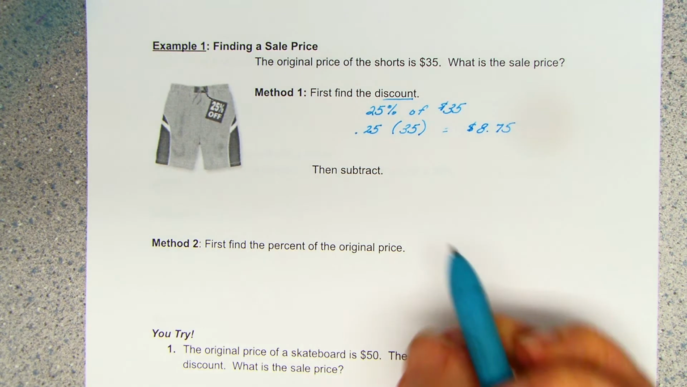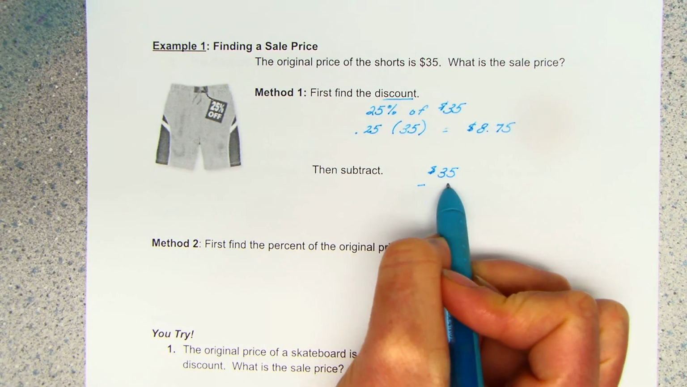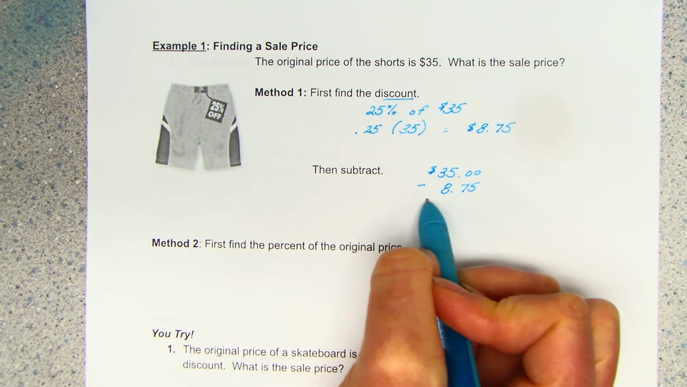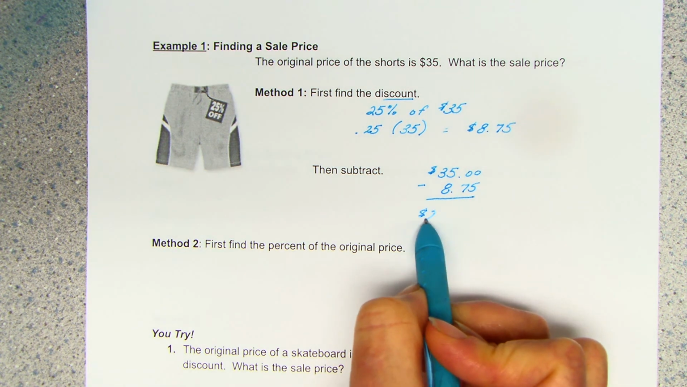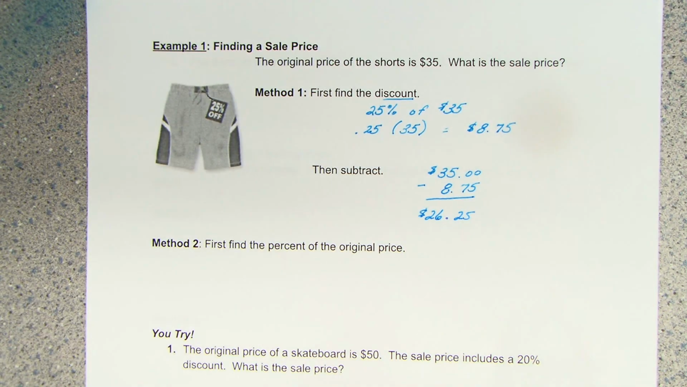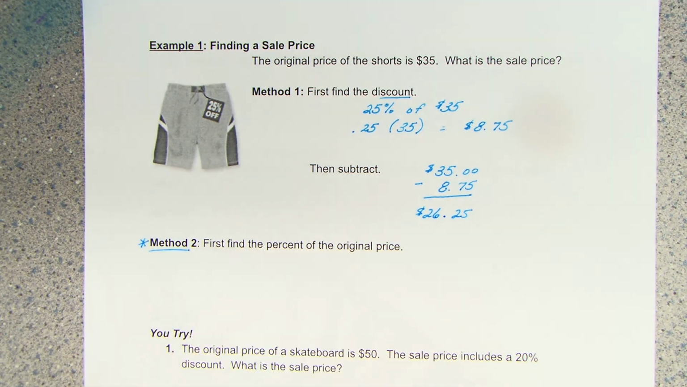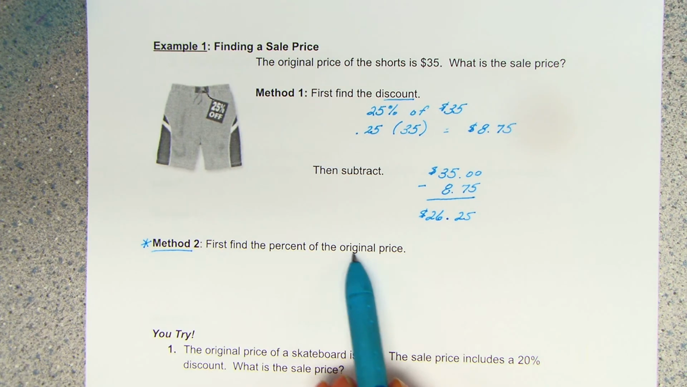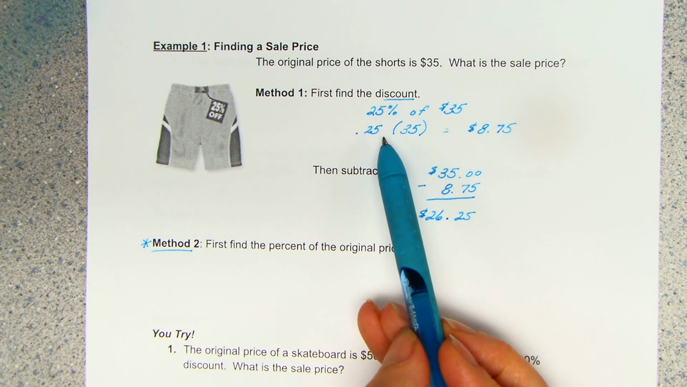That's the amount off. So then I would take the $35 original price and subtract the $8.75. And I find that my new price is $26.25. Okay, you can do that. That makes sense. Method 2 is much more efficient because if you first find the percent of the original price, meaning instead of, let's see how I want to say it.